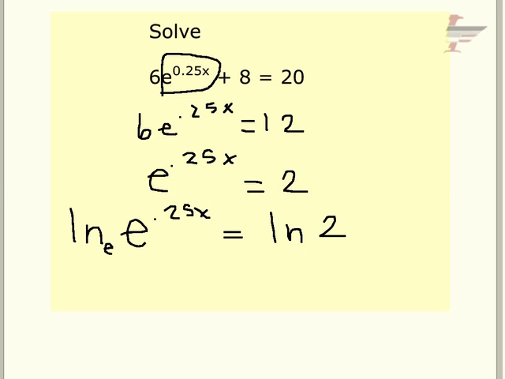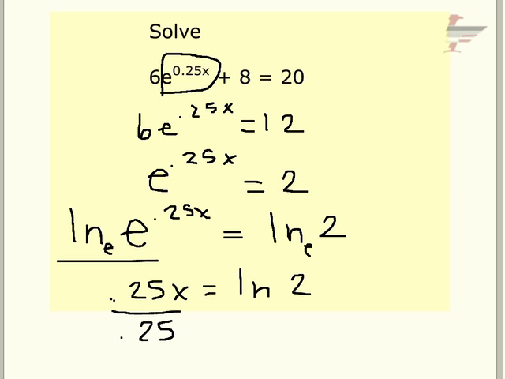Remember that the natural log has a base of e. Not that you're ever going to see it there, I'm just going to toss it in so that you can see that the natural log base e cancels out e. So I'm just left with 0.25x. And then the natural log of 2, I would dump that in my calculator, which I'll do in a second, and that's approximately 0.693, etc. And then last but not least, I'm going to divide by 0.25.